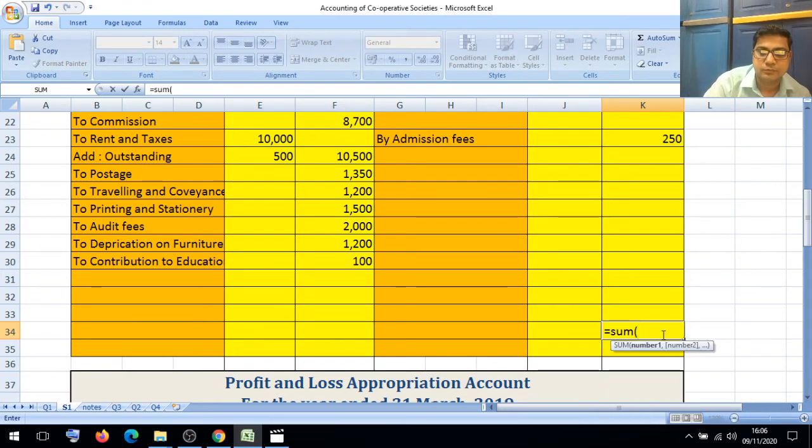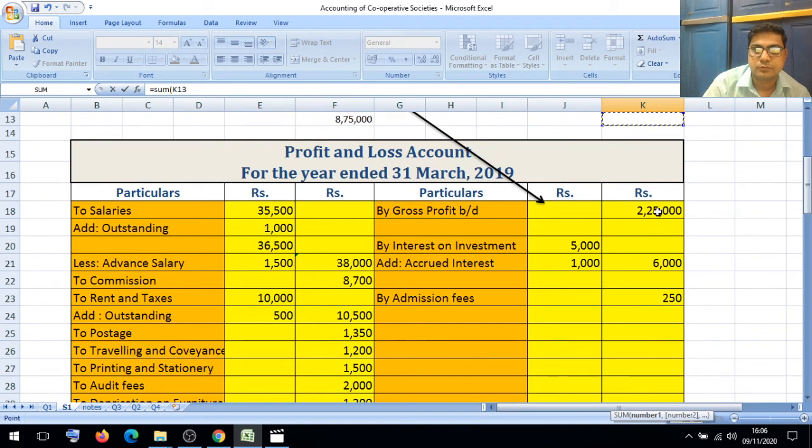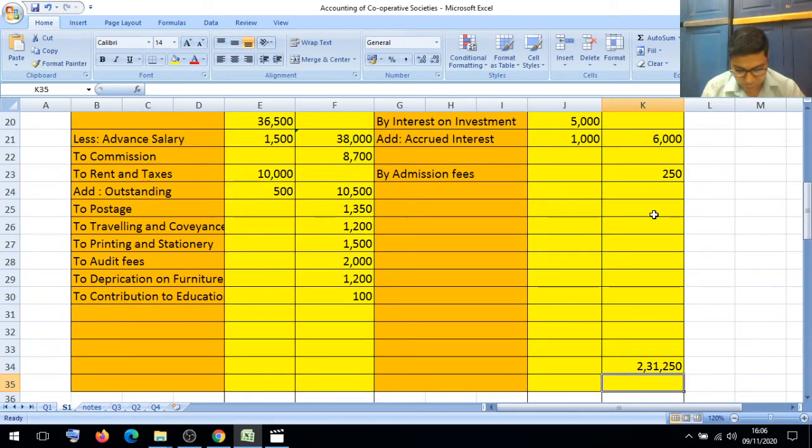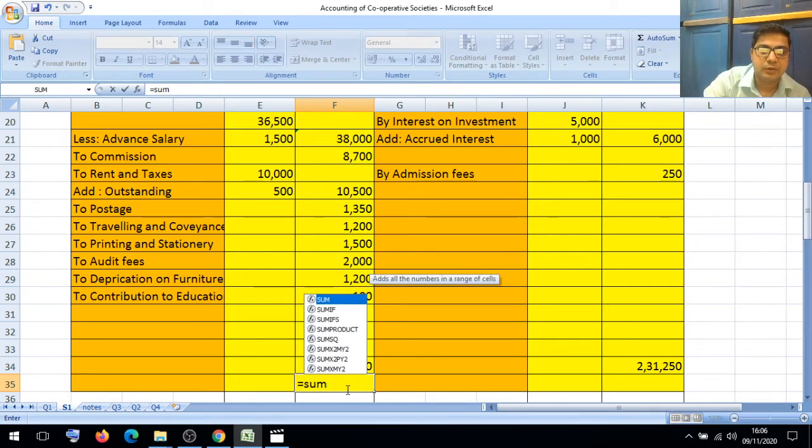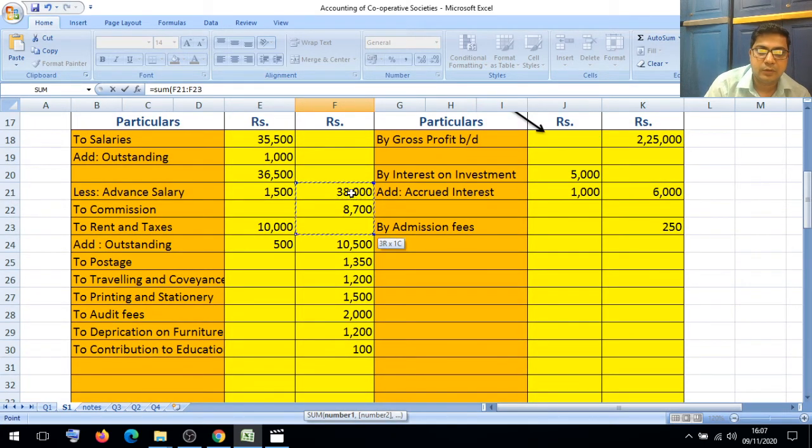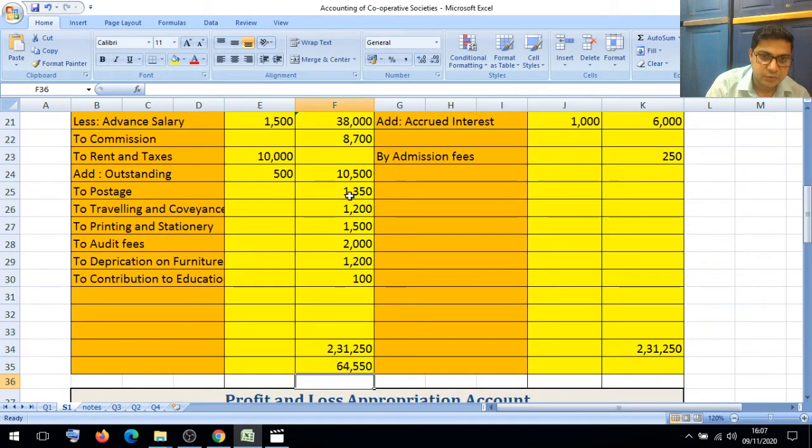Sum. It is 231,250, the credit side total. We have to write 231,250. Now we have to find out the debit side total. We have to find out the debit side total. It is 64,550. The credit side total minus the debit side total.